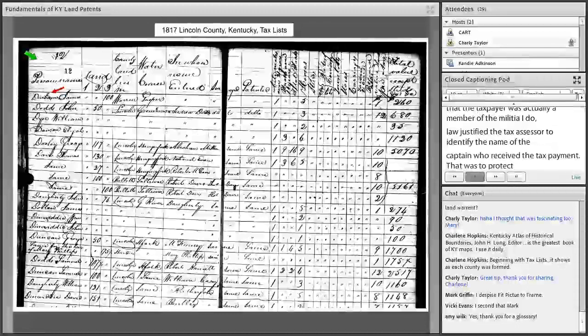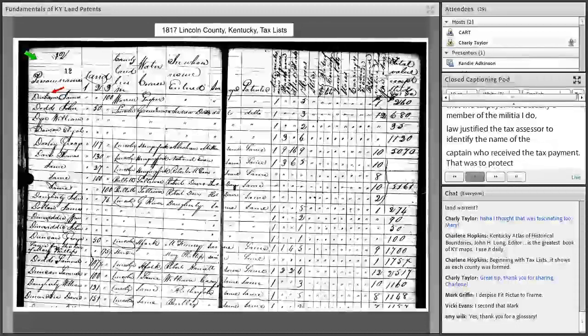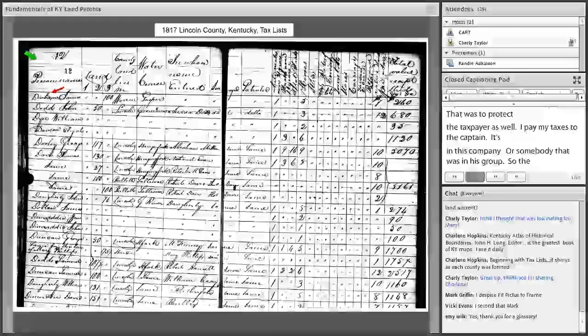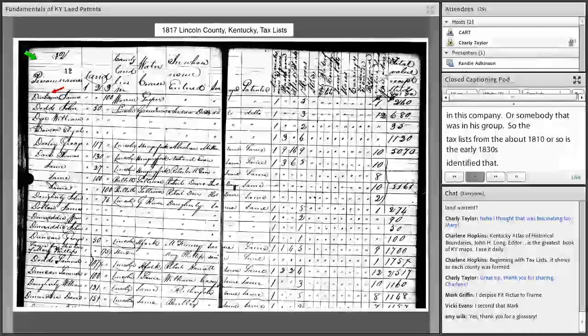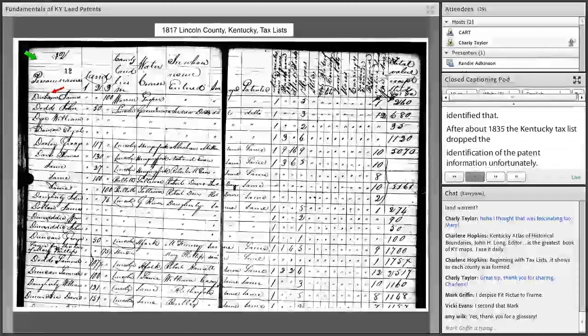Now, I paid my taxes to Captain McAfee. All right, it's in this company. I paid, or somebody that was in his group. So the tax lists from about 1810 or so to the early 1830s identified that. After about 1835, the Kentucky tax list dropped the identification of the patent information, unfortunately, because that was very helpful in determining the location of that property.